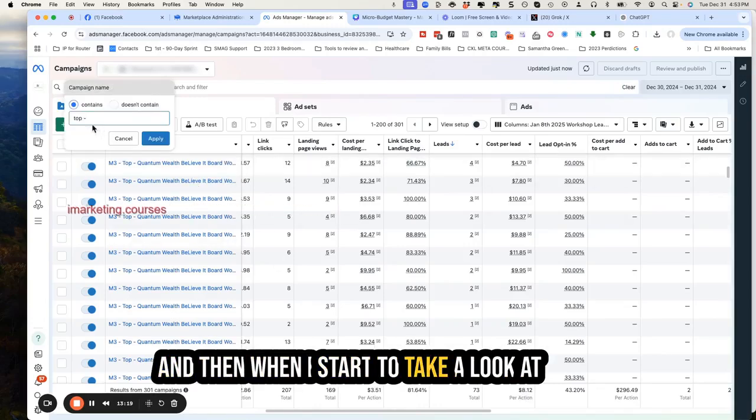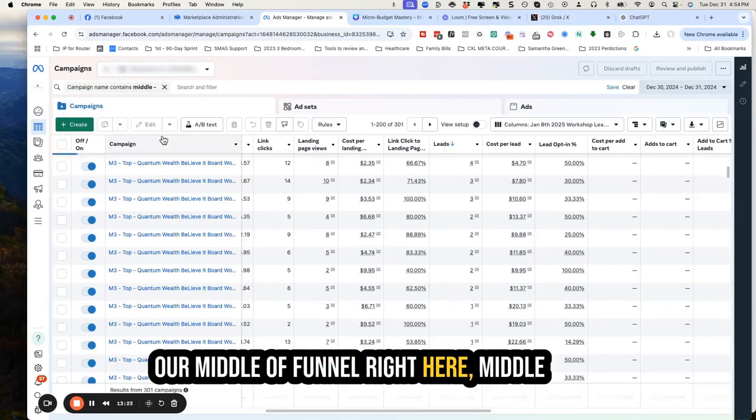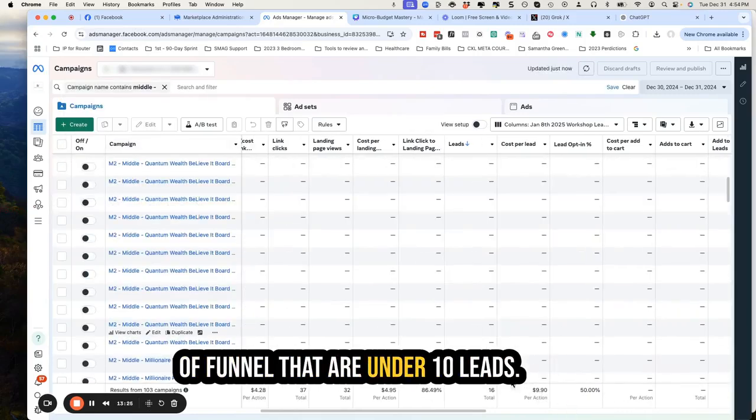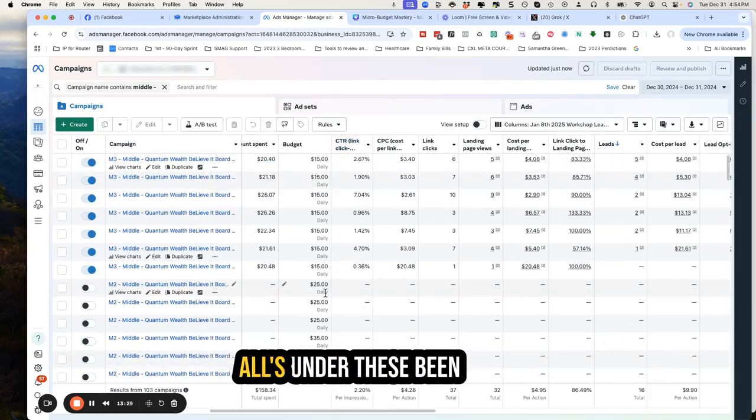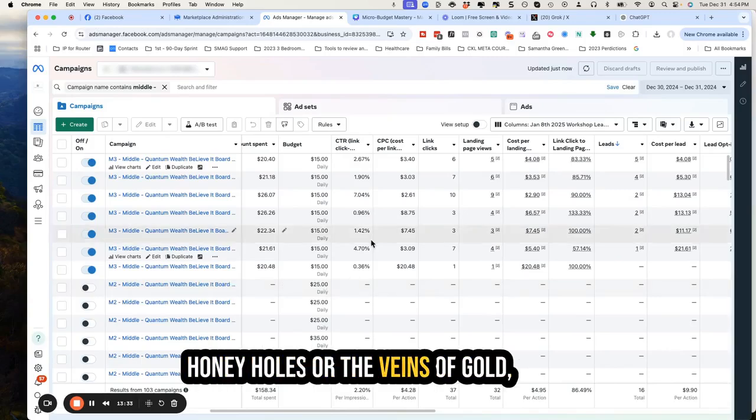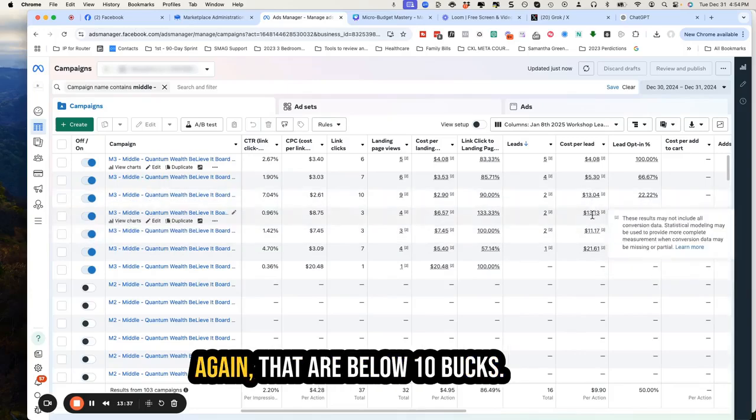And then when I take a look at our middle of funnel, they're under $10 leads. These are working well as well. Again, we're at $15. These have been running for 2 days. So now that I found all the honey holes or the veins of gold, essentially what I'm going to do is turn off all the campaigns that are above $10.